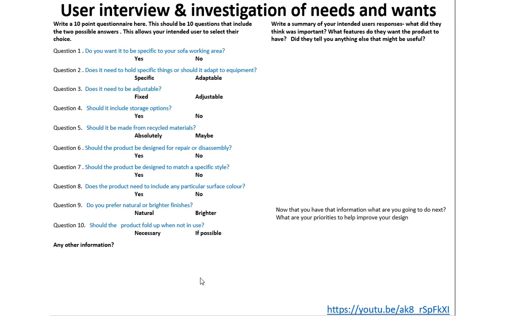So your questions should give you some answers to help you with designing, but it might be that you then go on and do further investigation to help it become clearer. So what I do, once I write my questions, I then ask my intended user to circle, or I circle, what their responses are. So yes, he wants it to be specific. He wants it to be adaptable. He wants it to be adjustable, etc.